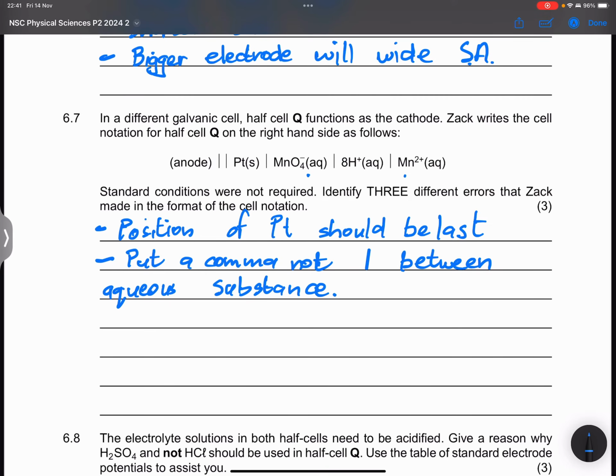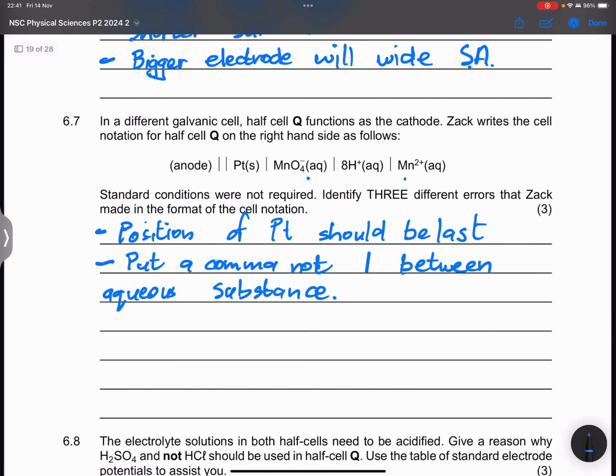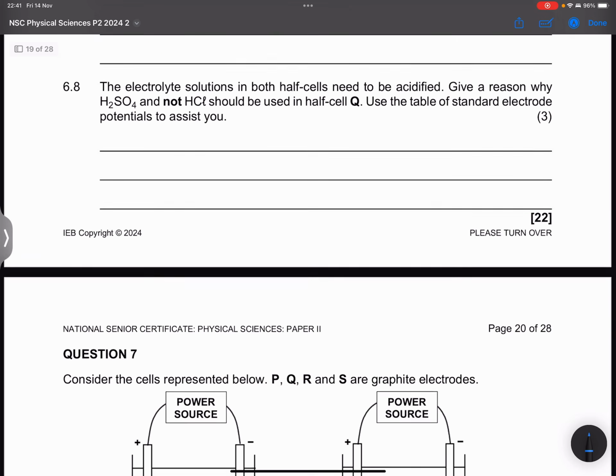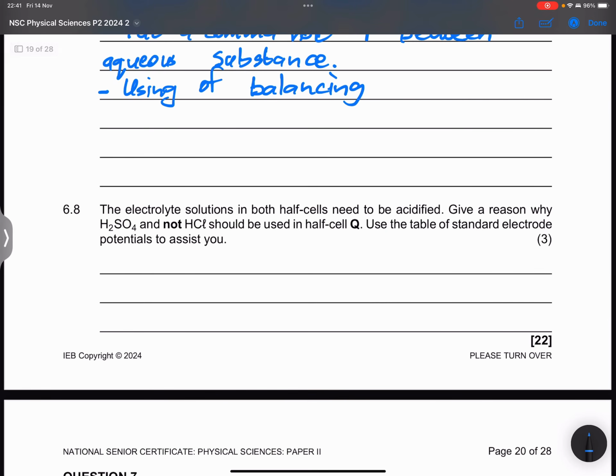So I think, oh yeah, also just putting those numbers there. Okay, using of the balancing number. We don't need to put that in the cell notation. We can put it in the net cell reaction though. Right, in 6.8, and we go to the next one.